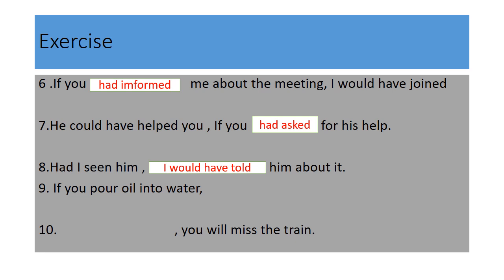Number 9, if we pour oil into water, it floats. Notice, this is a universal truth. So, here I have used the structure of zero conditional sentence. Number 10, you will miss the train. Here, the main clause is in future indefinite tense. So, I have to use present indefinite tense in the if clause. The answer is, if you start late, you will miss the train.